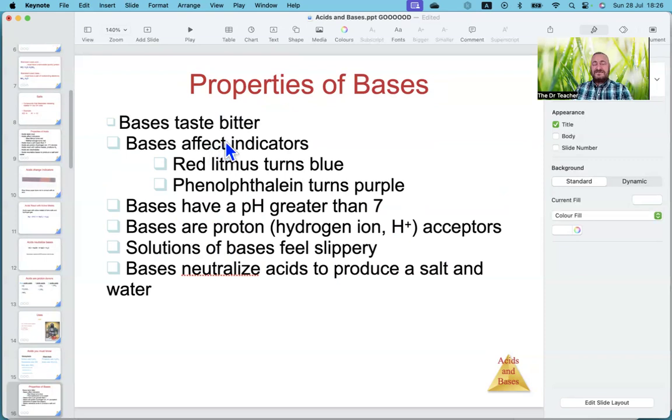So properties of the bases. Bases taste bitter. They affect indicators: the red litmus turns blue, and phenolphthalein turns purple. Bases have a pH greater than 7 on the scale. They are proton acceptors, and they are slippery if you touch them. They neutralize acids to produce salt and water.